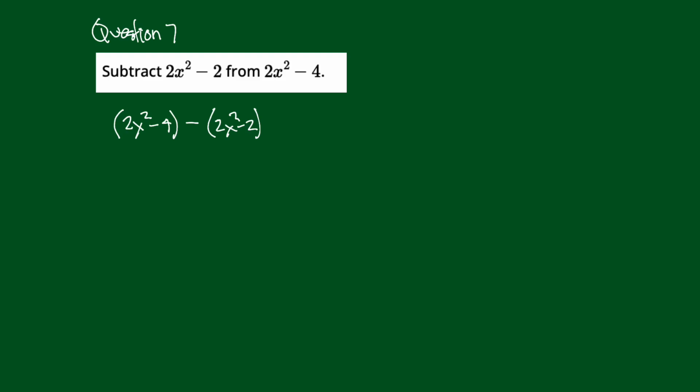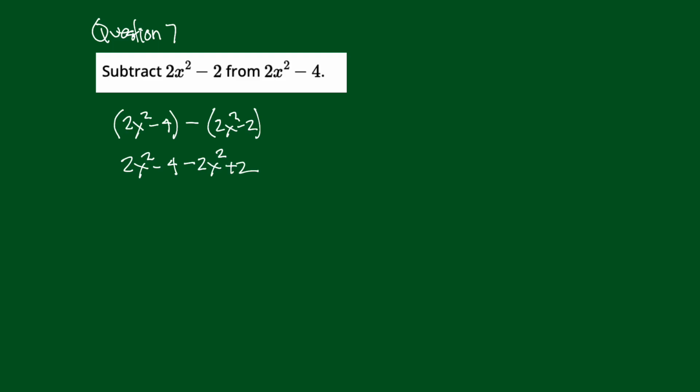Now we've got 2 sets of parentheses. Here's a set of parentheses preceded by no sign at all, so I can just remove it. I'm just really multiplying through by 1. And here's a set of parentheses preceded directly by a minus sign. So just drop the parentheses, but change the sign of each term inside. I'll write minus 2x squared, and then minus negative 2 is a plus 2.